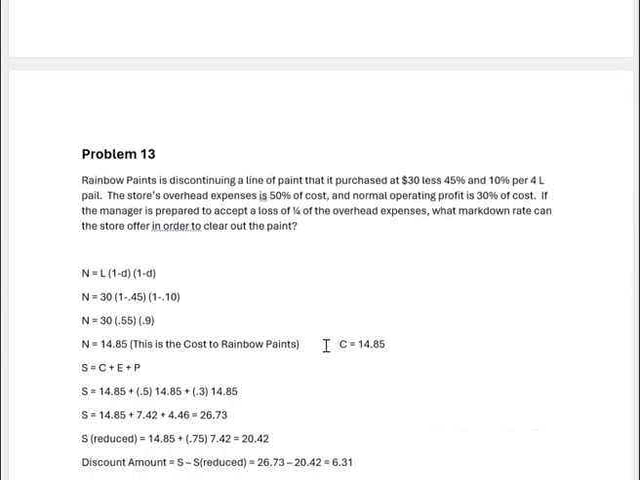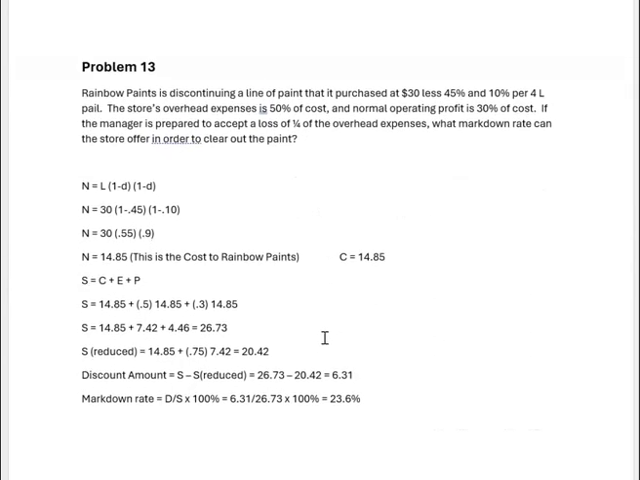All right, final question, problem 13. Rainbow Paints is discounting a line of paint that it purchased at $30 less 45% and 10%. Okay, so let's start with that.